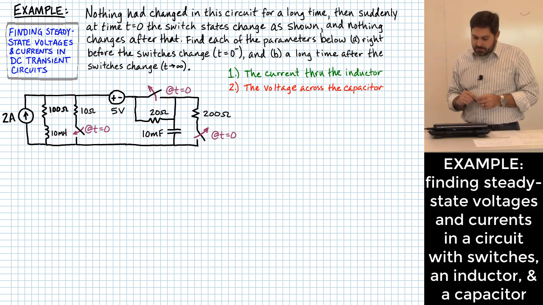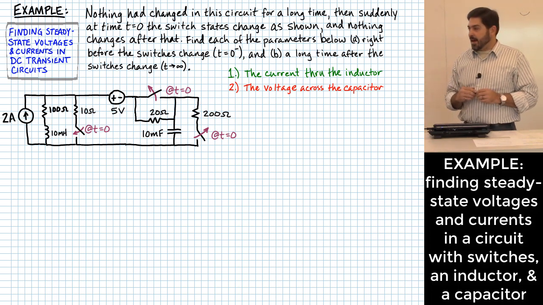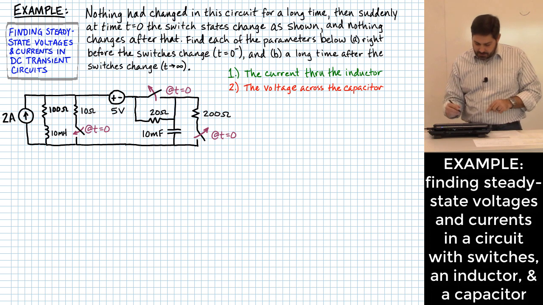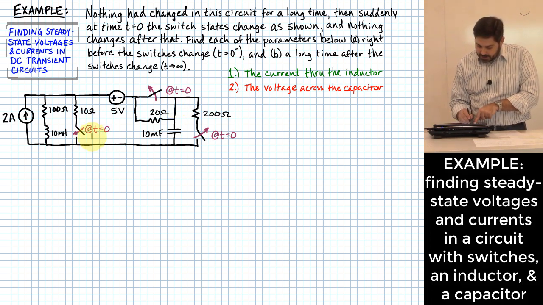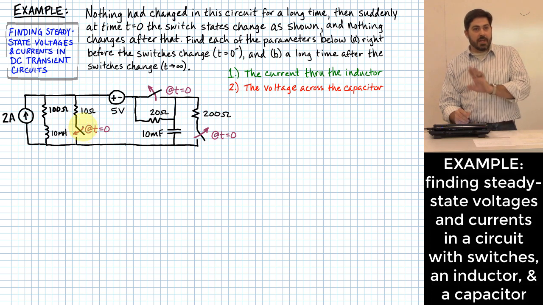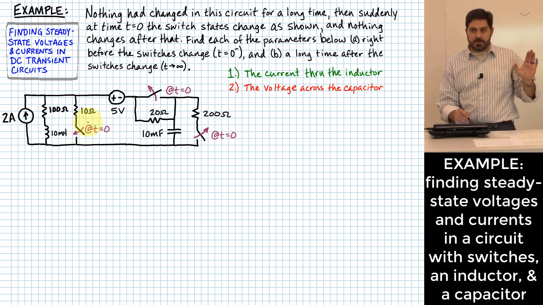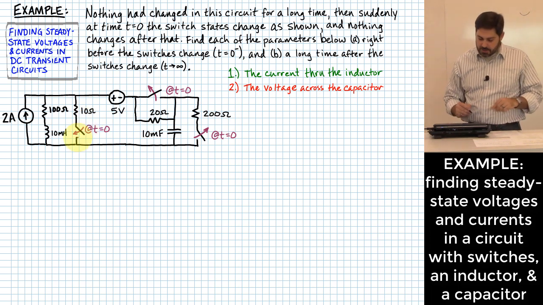Then, suddenly, at time t equals 0, the switch states change as shown, and then nothing else changes again after that. So where are my switch states? I've got 3 switches here, and I should probably talk through what these switch states mean. The symbol for a switch is this little leg that's open right there, and this says that at time t equals 0, this switch will close, meaning that for all that time up until time equals 0, that switch was open.